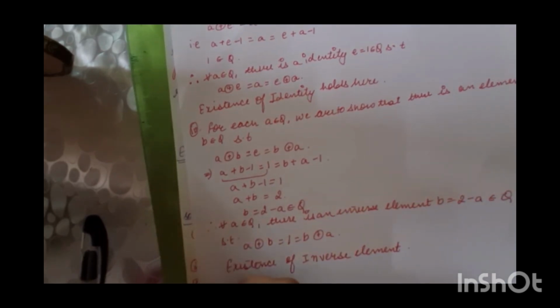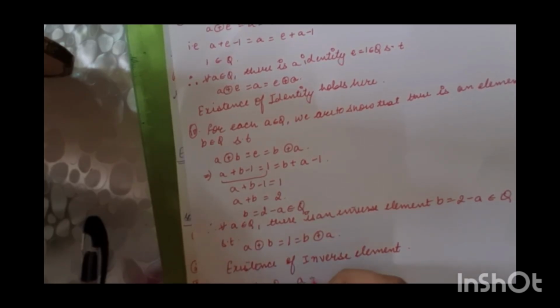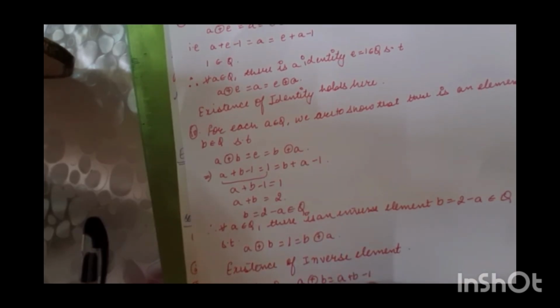Now we'll show that the commutative property also holds here. Again, taking two elements from rationals, we know A operating on B will give us A plus B minus 1. Why are we taking this? Because it is already defined in the question. So we are doing as per the question demand.